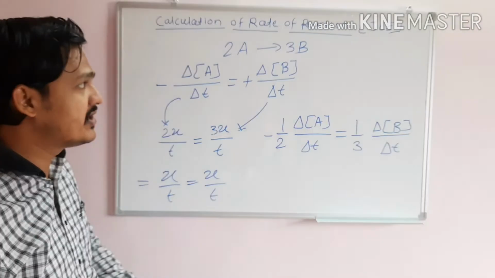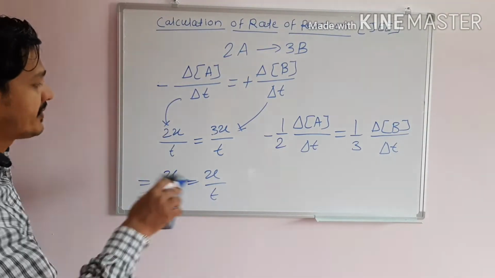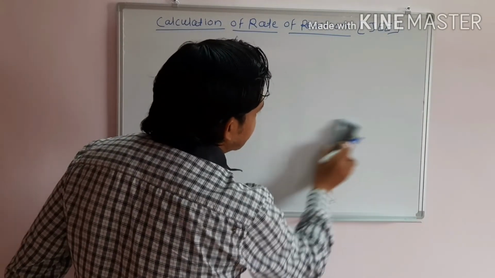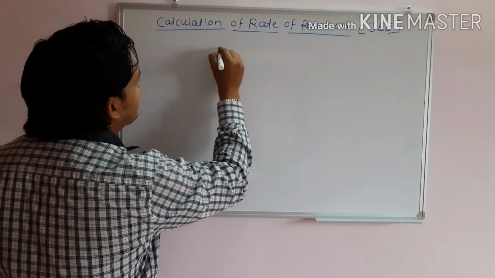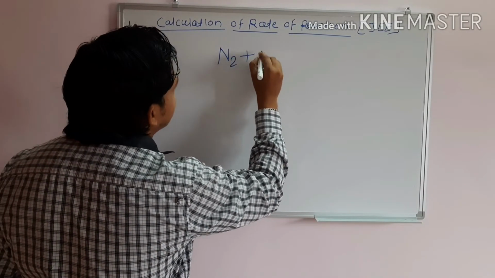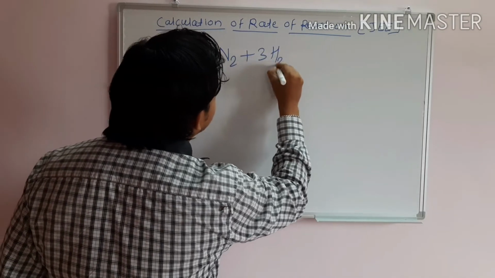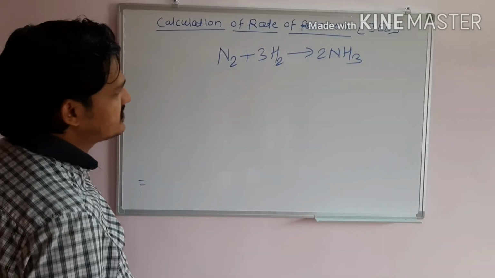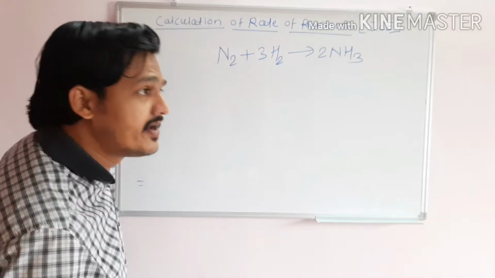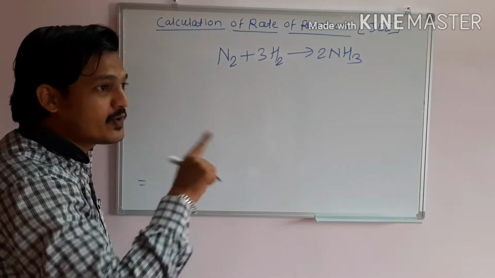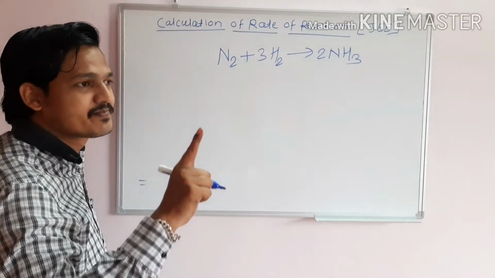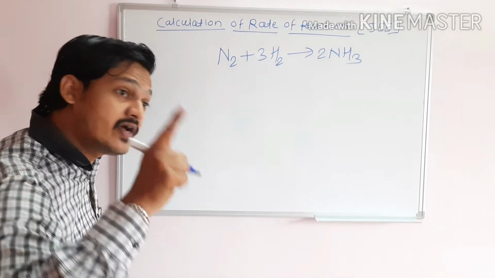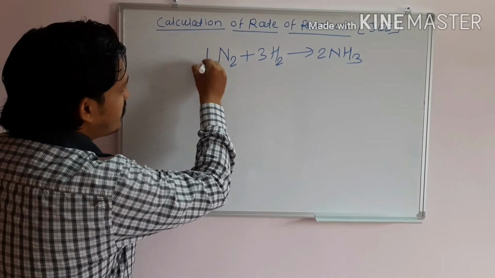Now I am telling you another example for that purpose. Now I am giving you the proper equation to write the rate of chemical reaction: N2 plus thrice H2 which gives twice of NH3. Now I am telling you the rule: change in concentration of species is divided by its stoichiometric coefficient, for equality. Here the stoichiometric coefficient is 1.